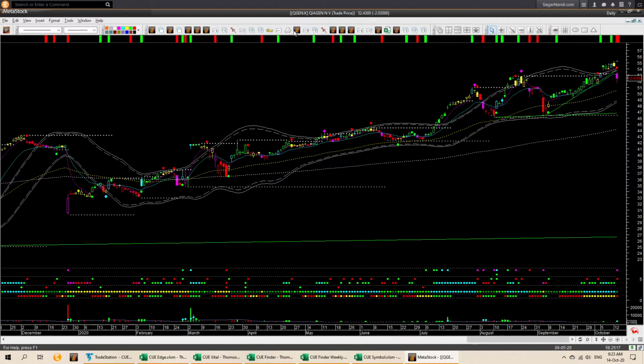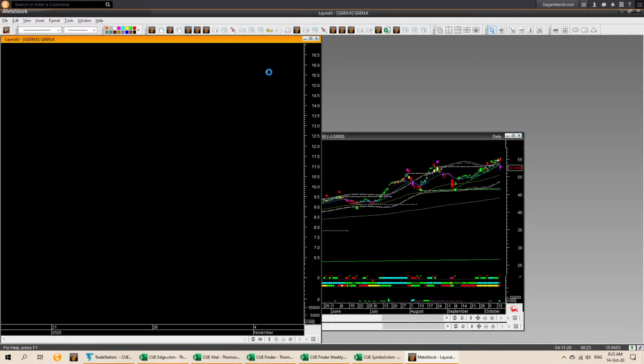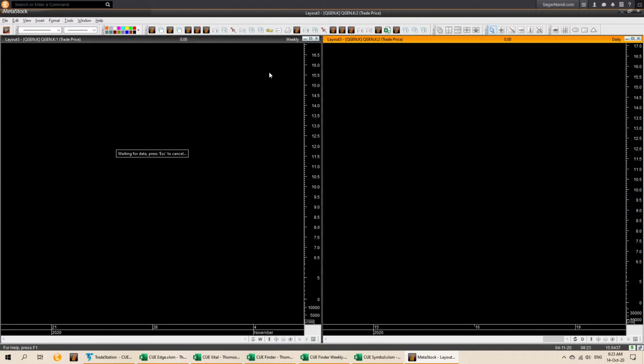We are left with that only stock, QGEN. Let's look at it using the weekly, daily at a glance template.